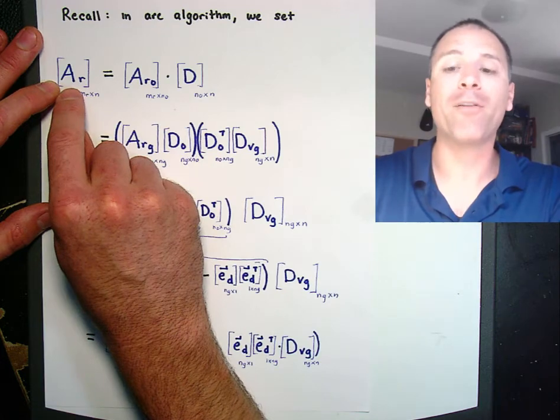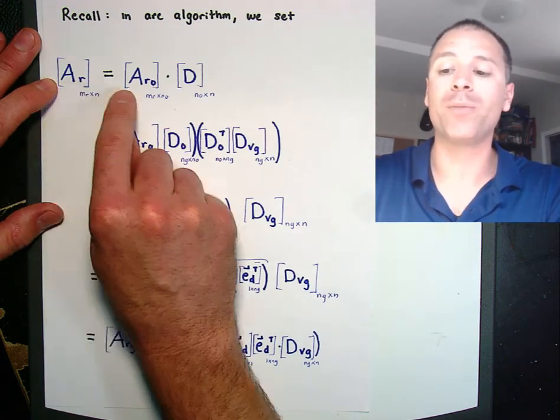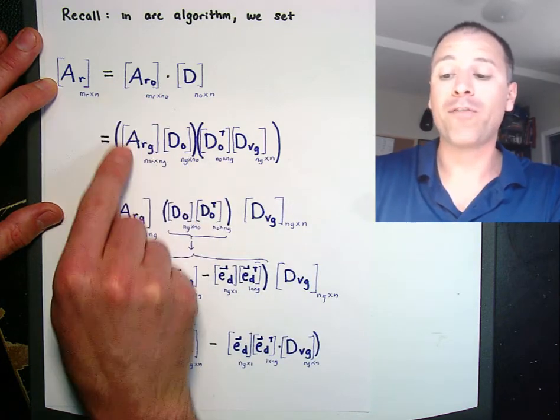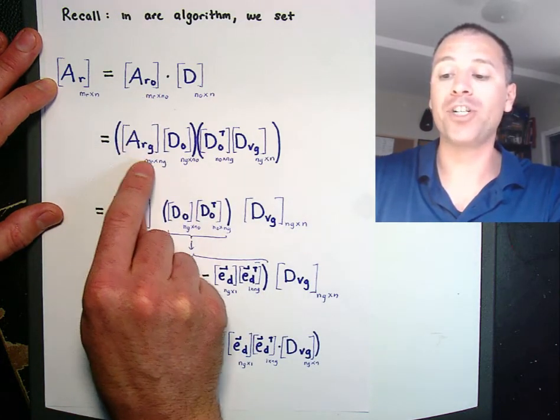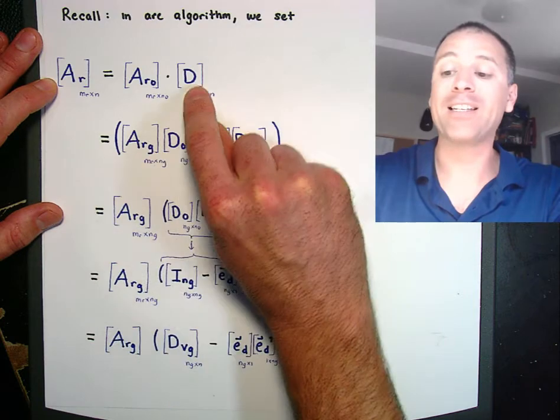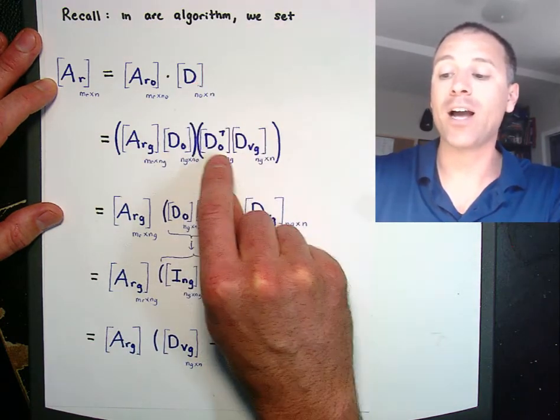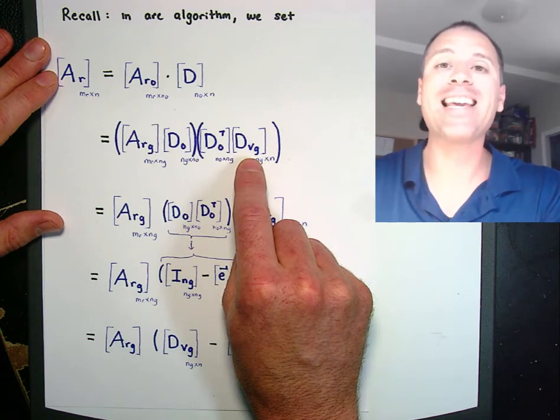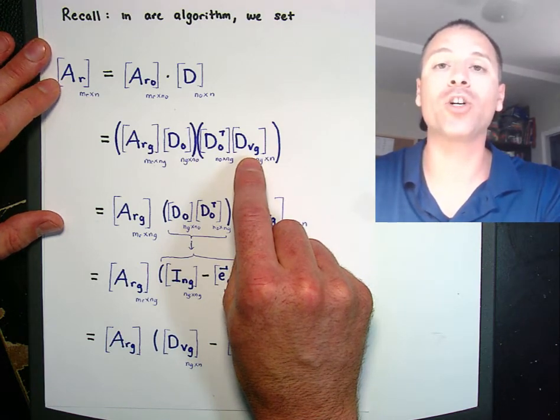Remember, in step 10 of our algorithm, we defined A sub r to be A sub r naught times D. In step 7, we defined A sub r naught to be A sub r g times D naught. And then in step 10, we defined D to be D naught transpose times D sub Vg. We actually built that matrix looking at the interdependencies between the node potential variables in the vector u sub g.